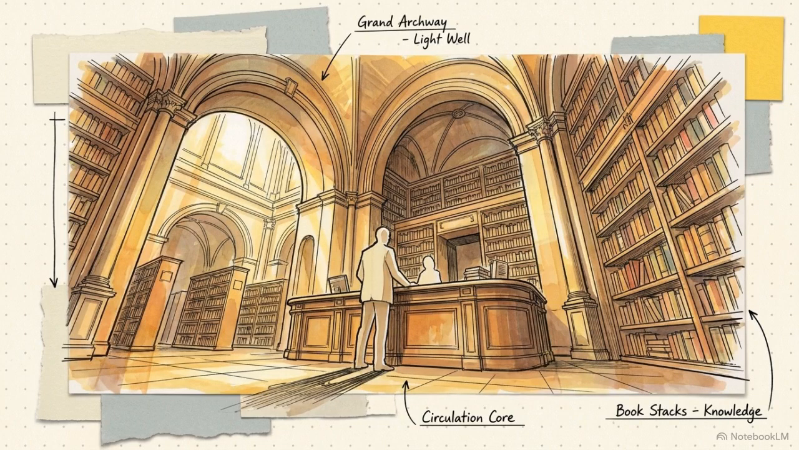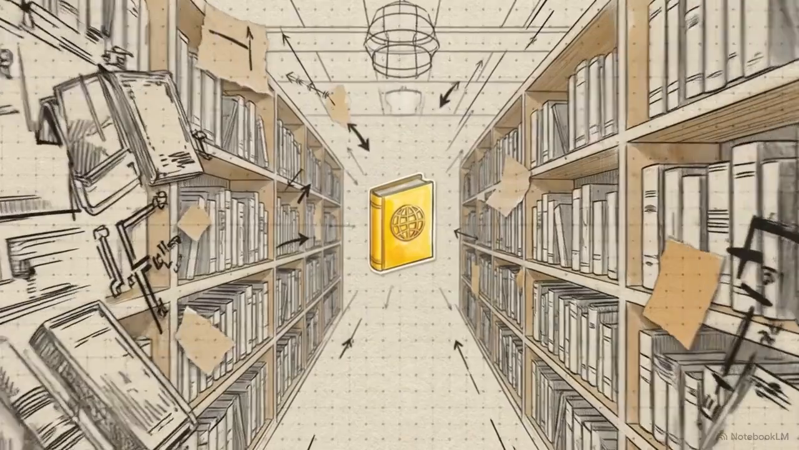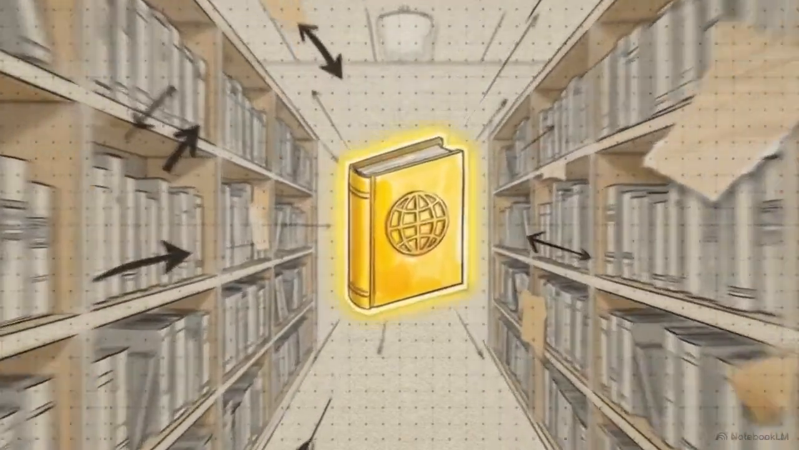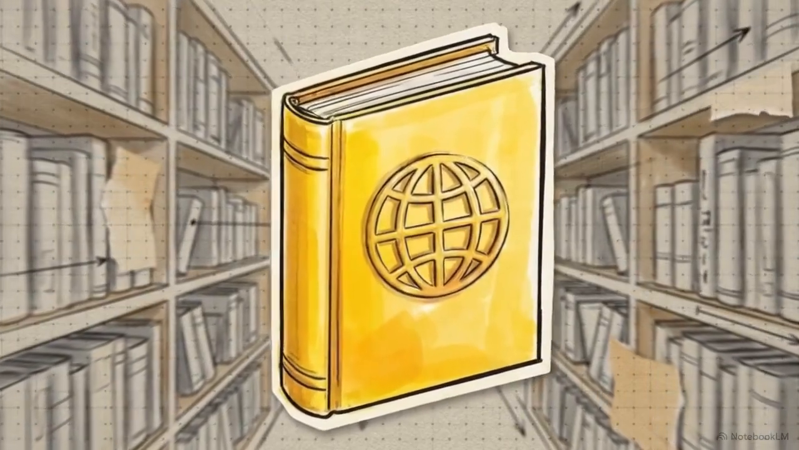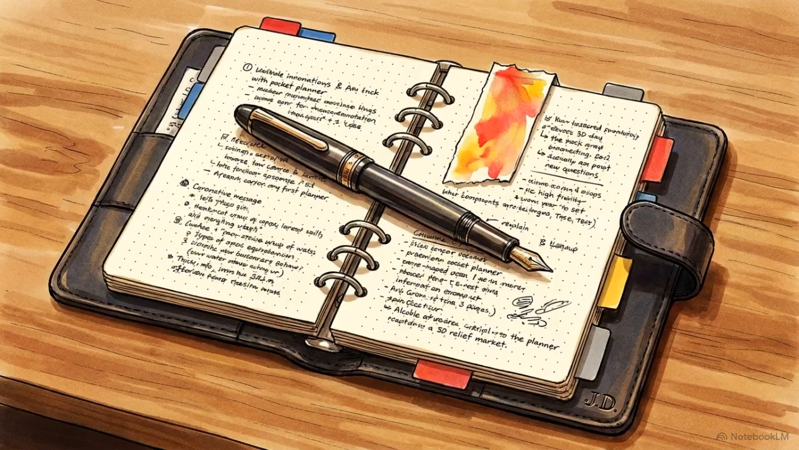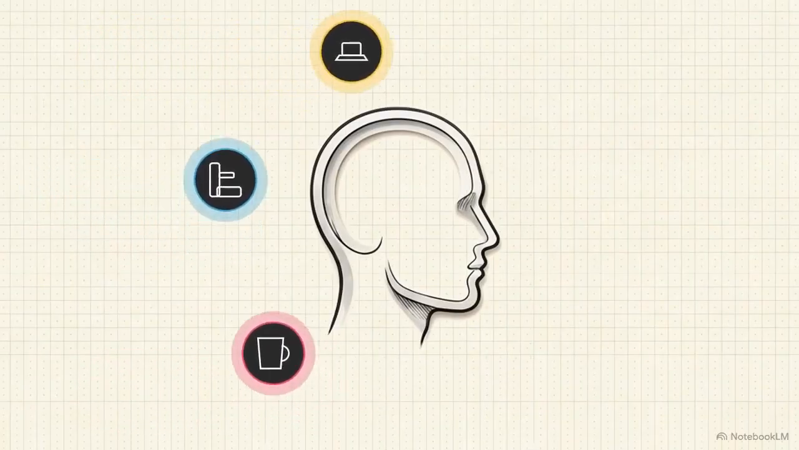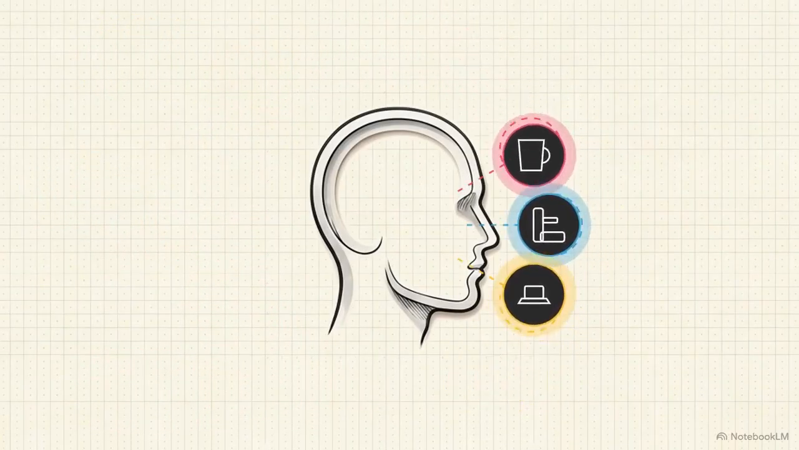RAG is a public research librarian. It fetches global, authoritative facts from a shared database, like technical manuals or wikis, that are the same for every user. Memory is your personal assistant. It is a highly isolated system that tracks your specific preferences and evolving goals, mapping them uniquely to you.